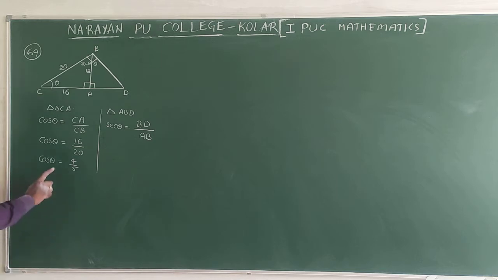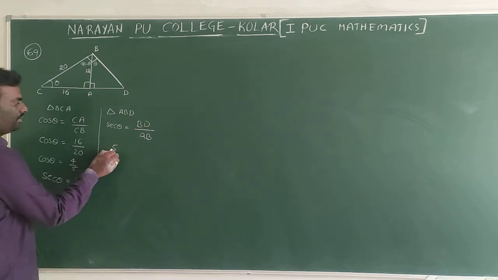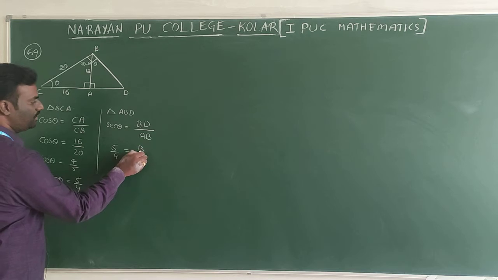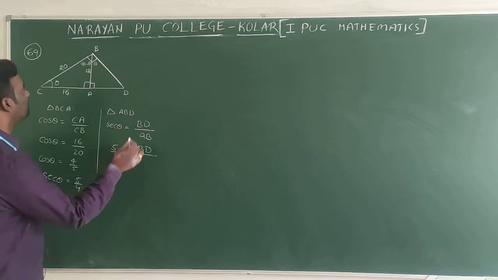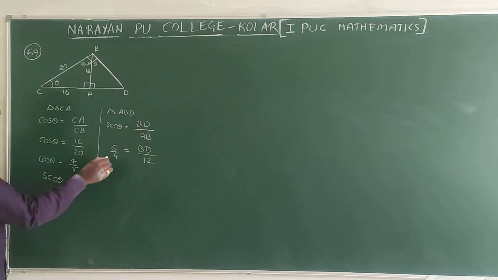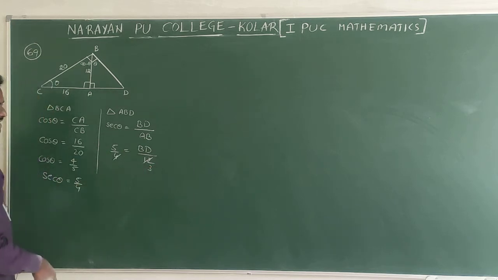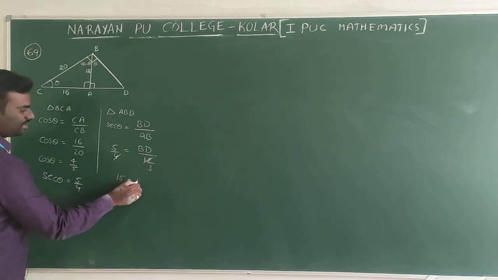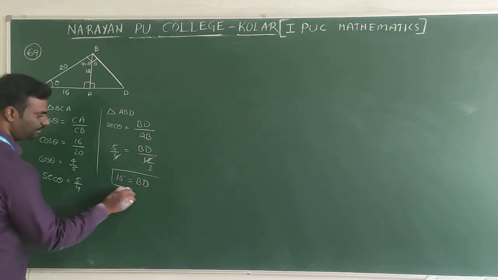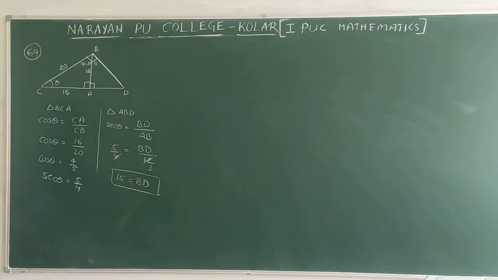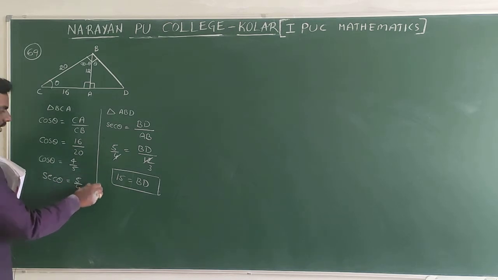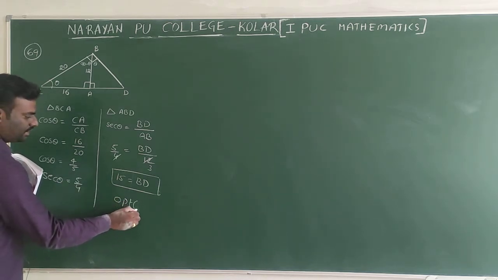Okay. Now cos theta is 4 by 5 means I can write secant theta is 5 by 4. Substitute 5 by 4 equals BD by AB, which is 12. 4 ones are 4, 4 threes are 12, cancel, cross multiply, 15 is equal to BD. So option A is the correct answer.